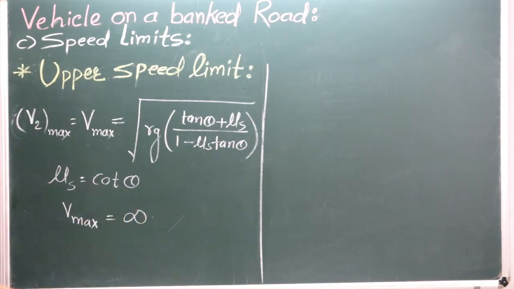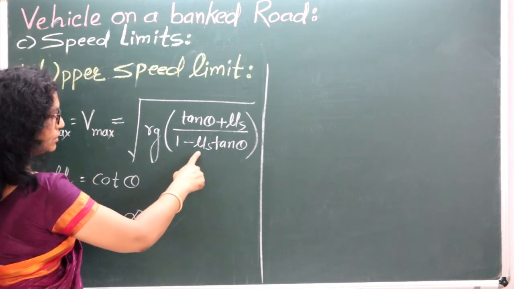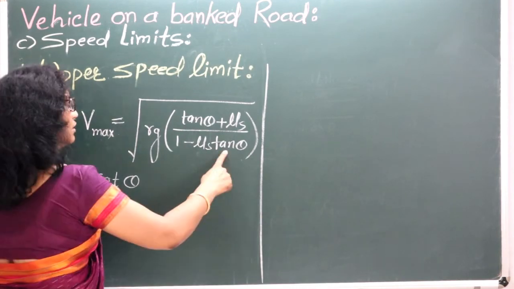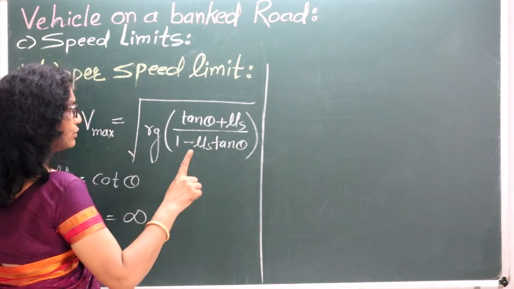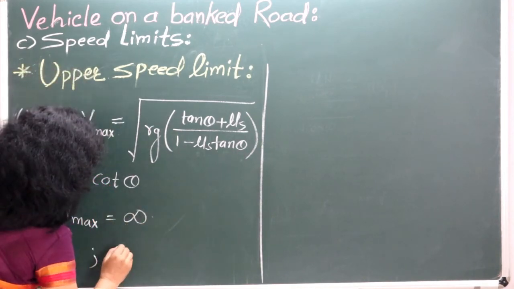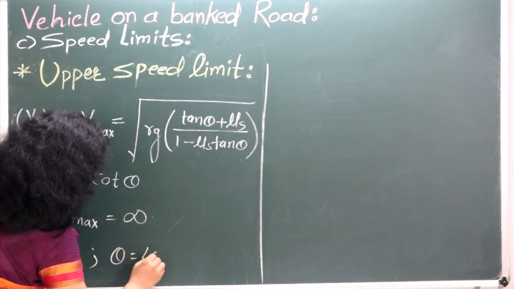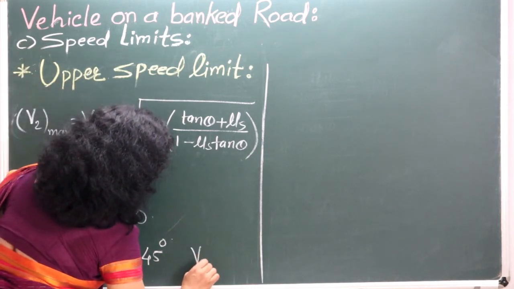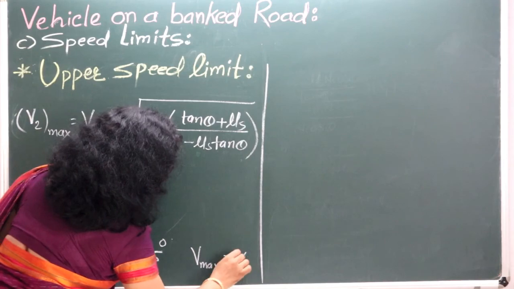But the maximum value of mu s is 1, and therefore if we put here 1, then what is the value of theta? That is tan theta equal to 1, for which angle? That is theta equal to 45 degrees, and therefore tan 45 equal to 1. In this way, at that time v max is also equal to infinity.